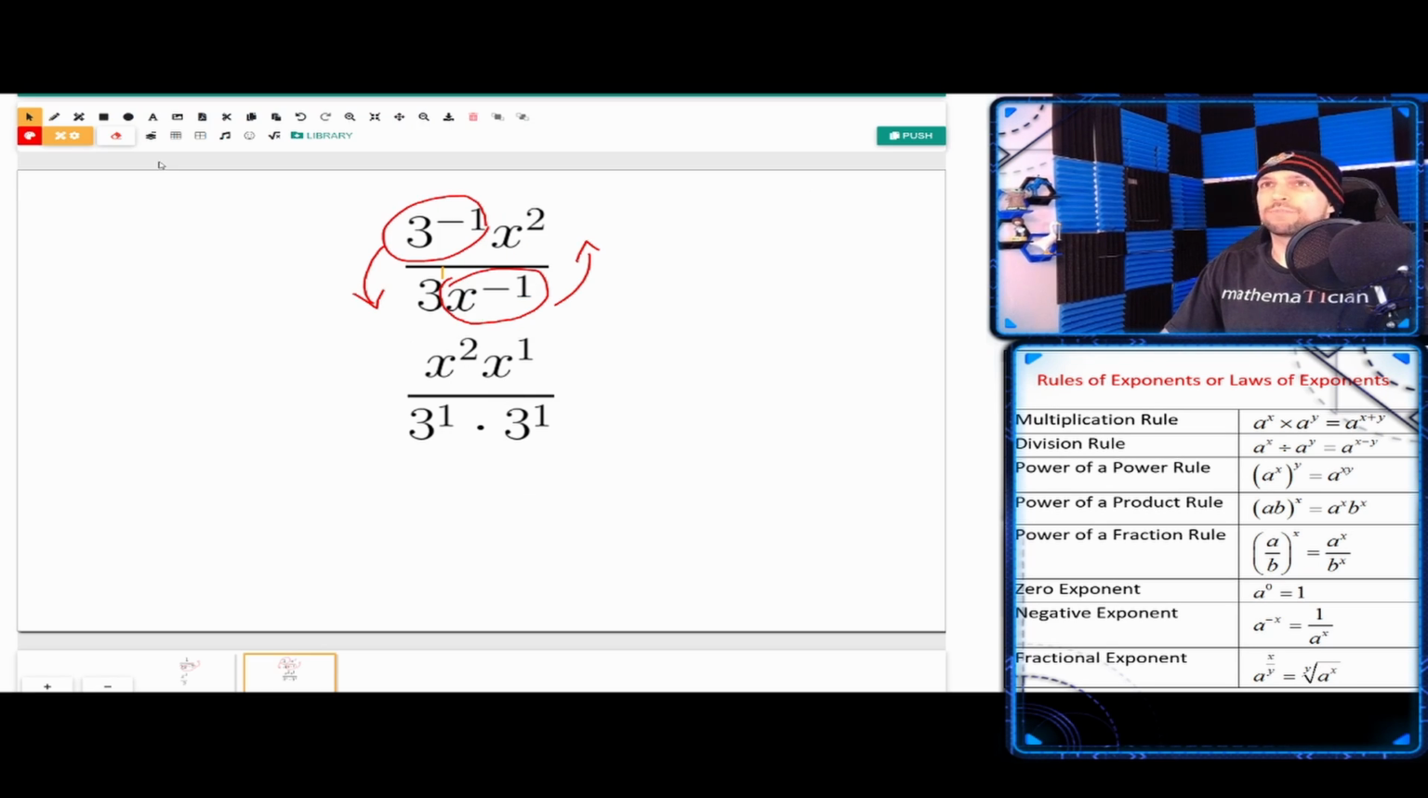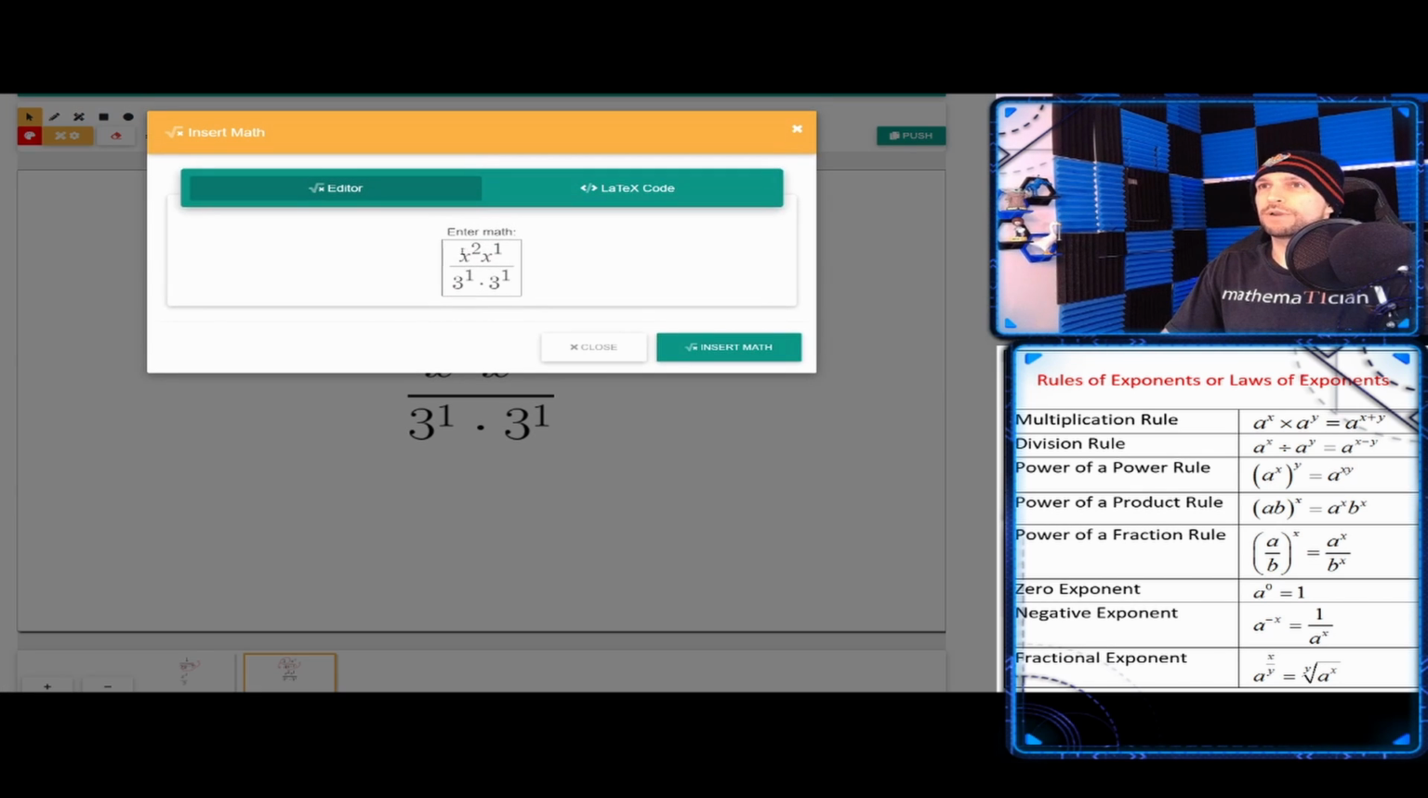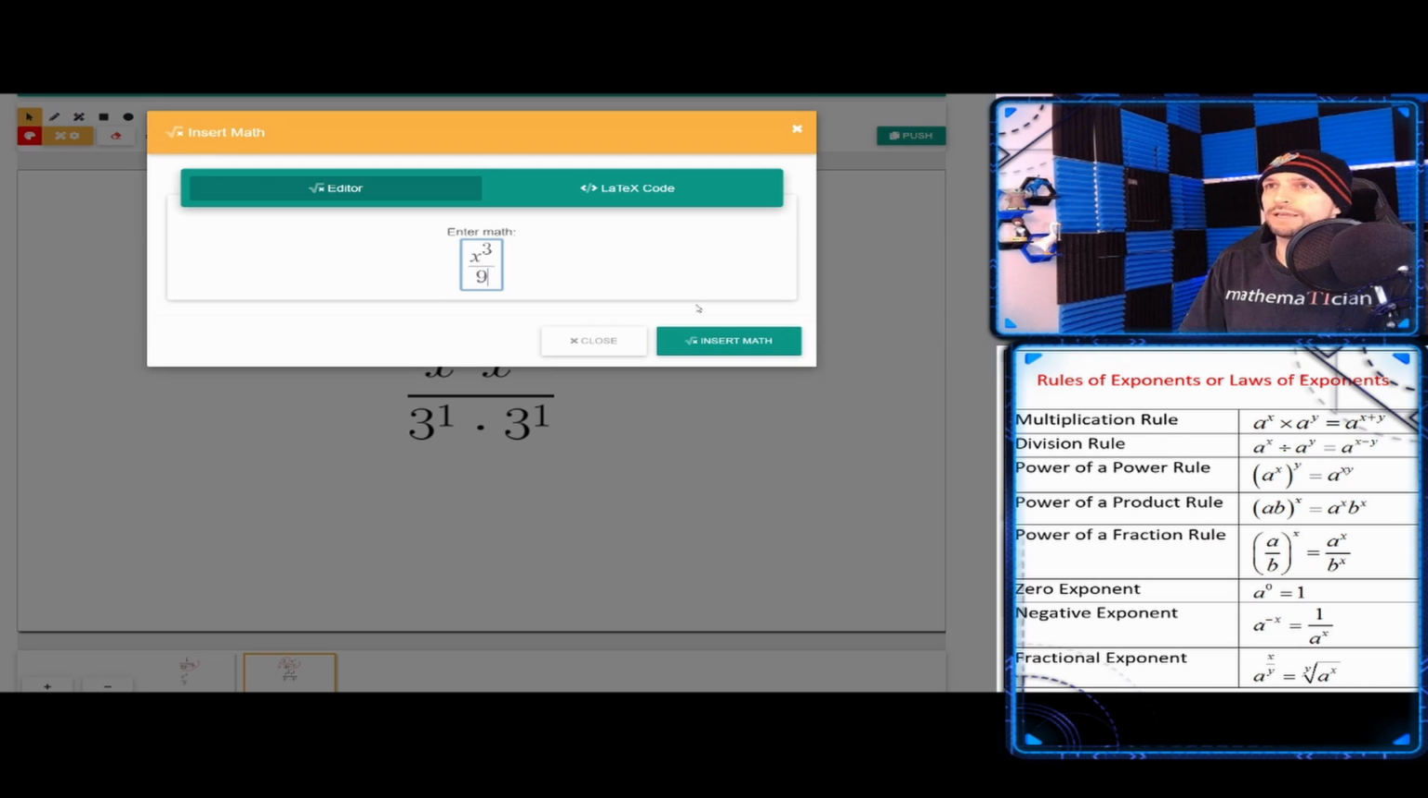Now I need my product law, which says that whenever I multiply two exponents with the same base, I get the base to the sum of their exponents. So here x to the 2 plus 1 is x to the 3, and 3 to the 1 plus 1 is 3 to the 2, or simply 9.